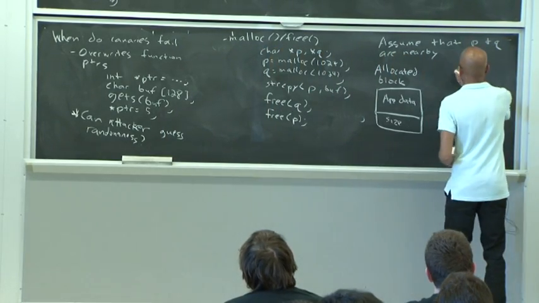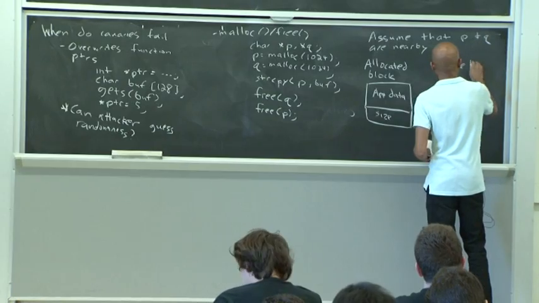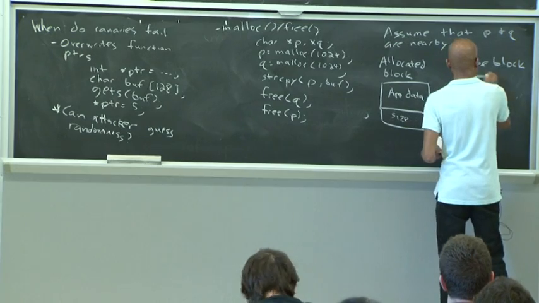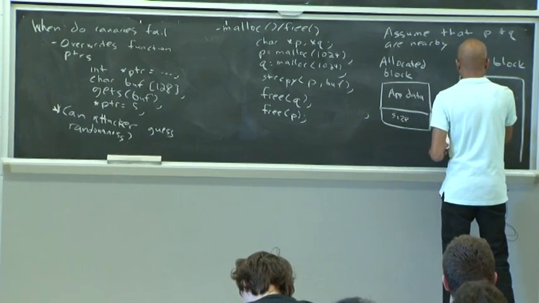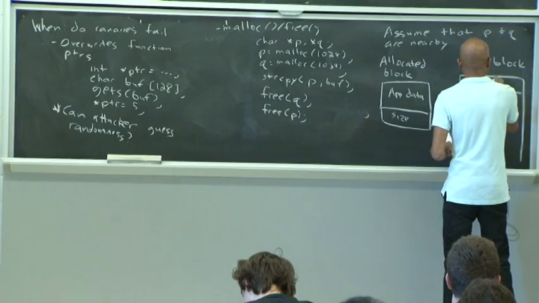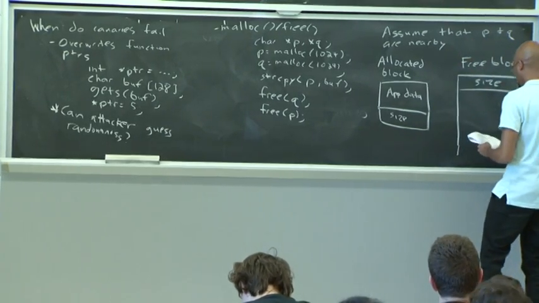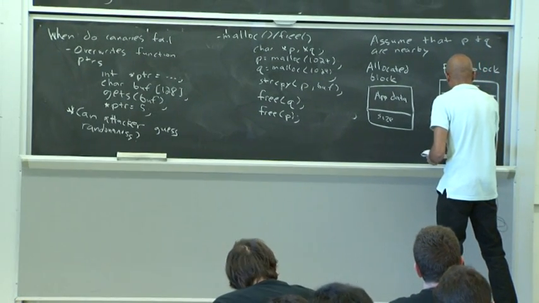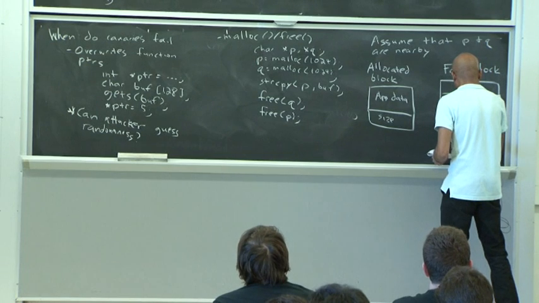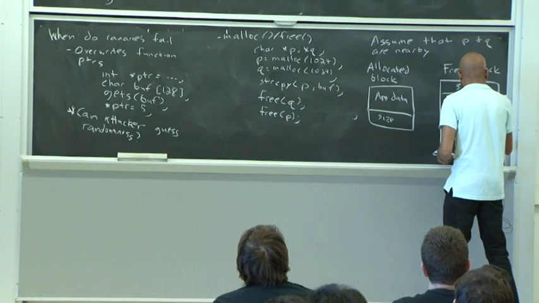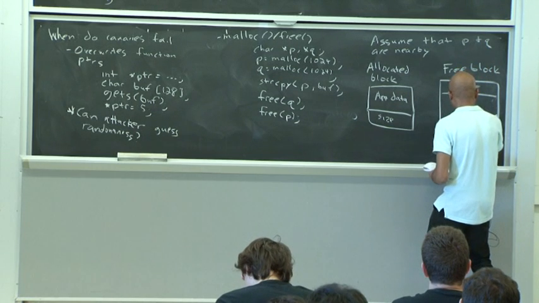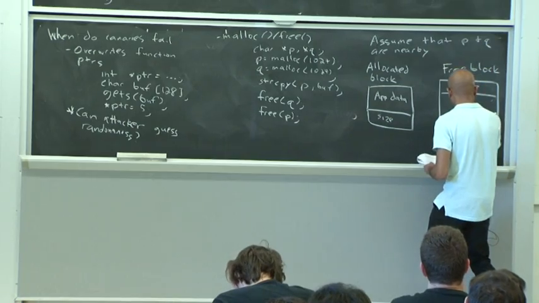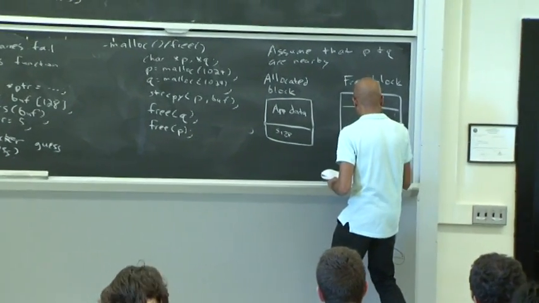So let's say that a free block has some metadata that looks like this. Right, so maybe you've got the size of the free block here, and then you've got a bunch of empty space here. And then let's say, this is where things get interesting, you've got a backwards pointer, and then you've got a forward pointer. And maybe you've got some size data here.